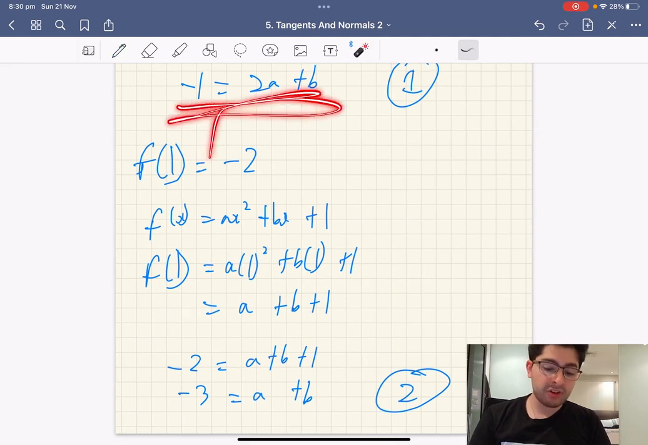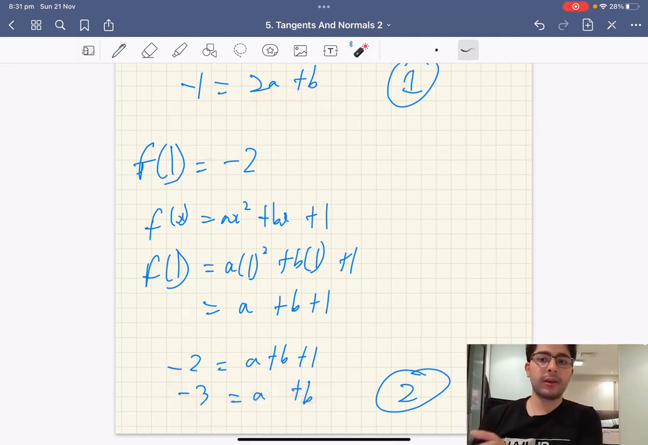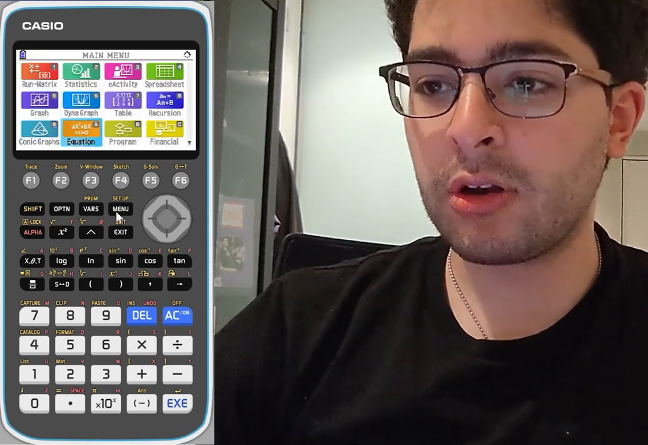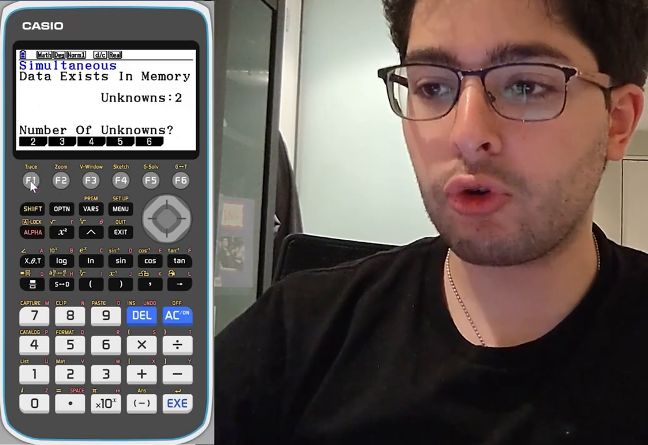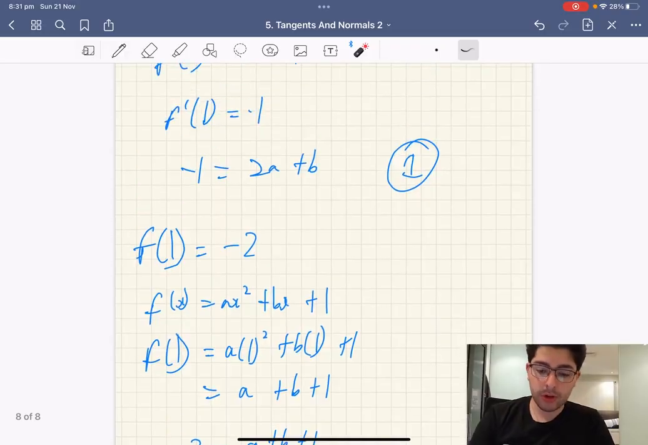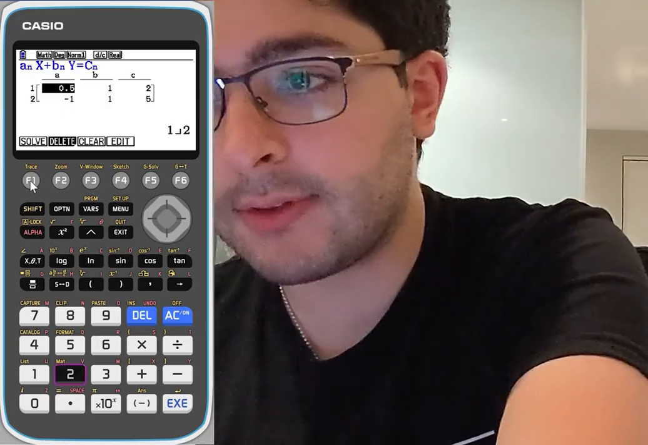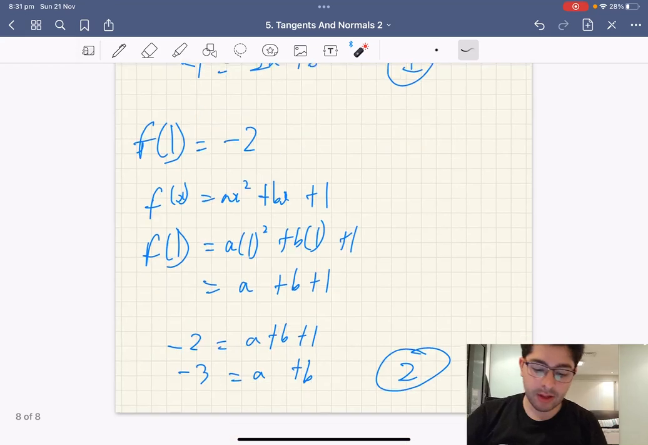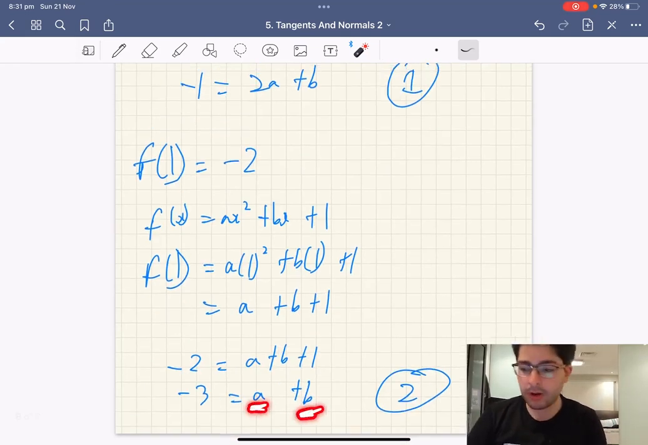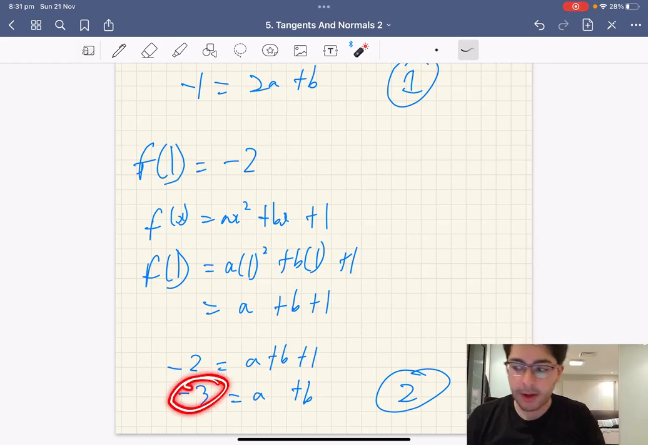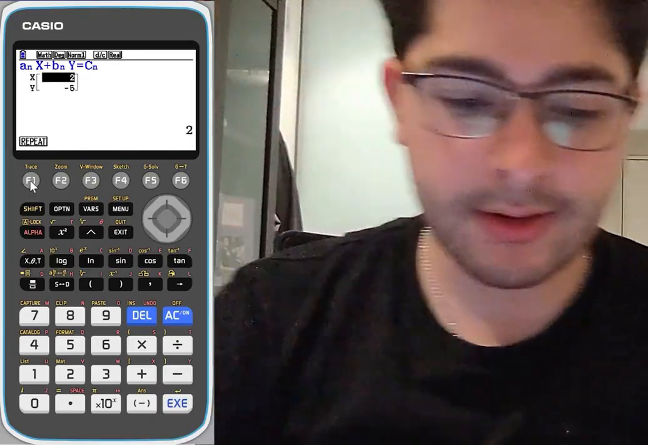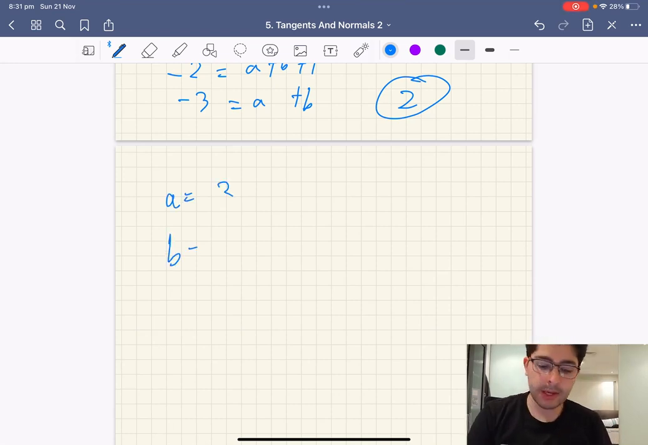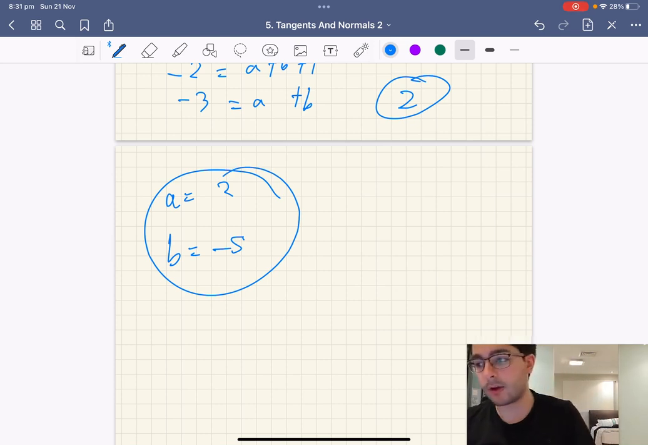So now that we have two equations and two unknowns, we can just use the simultaneous solver in the calculator to solve for our answer. So menu, equation, simultaneous, and two unknowns for a and b. First of all, we put the coefficients of a and b, so that's 2 and 1 respectively, and then we put in the answer it equals, so minus 1. Similarly, we put the coefficients of a and b, which is 1 and 1 respectively, and then that equals minus 3. Now that we have that, we get a equals 2, b equals minus 5, and there we go.